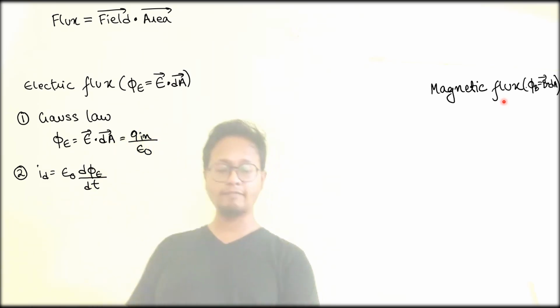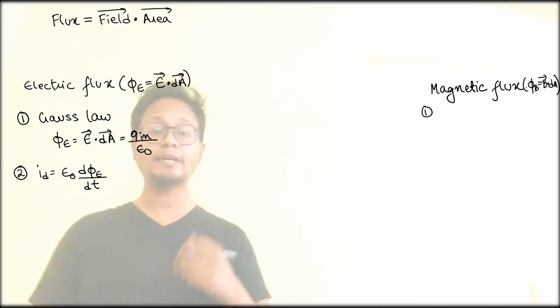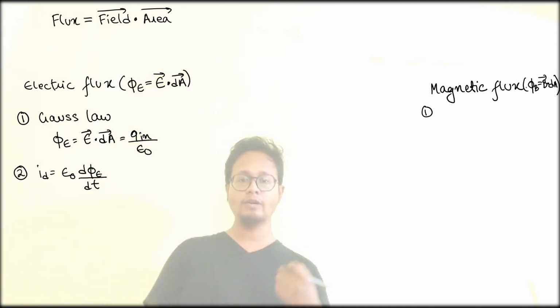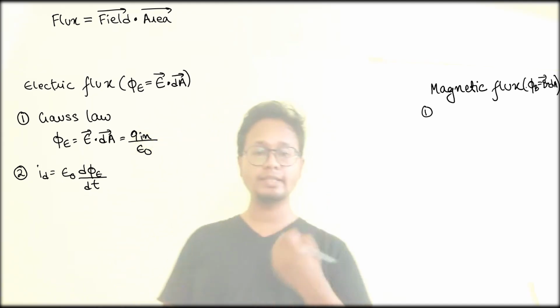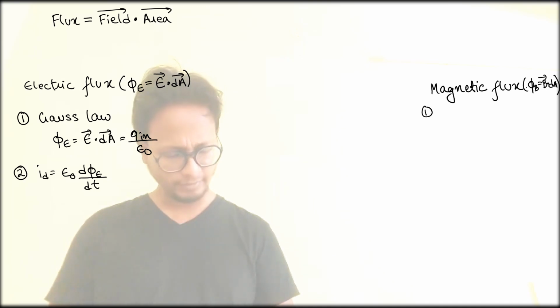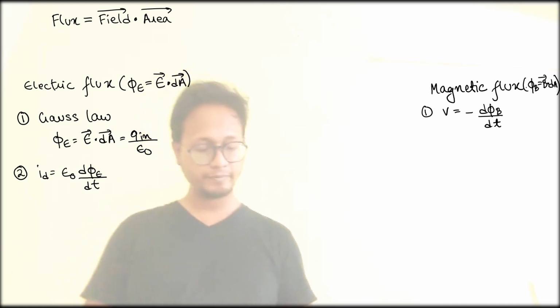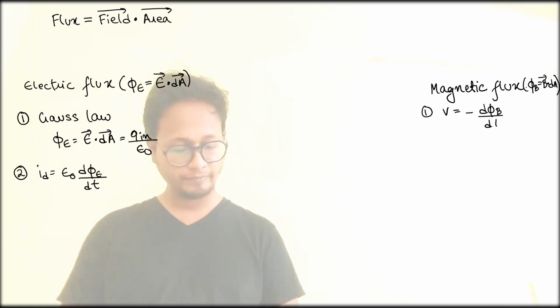And where is magnetic flux used? In your syllabus, magnetic flux is primarily used in electromagnetic induction, or how a change in magnetic field through an area produces current in the loop. So Faraday's law, where EMF or potential difference is equal to minus d phi b by dt, isn't it? EMF is equal to minus d phi b by dt.